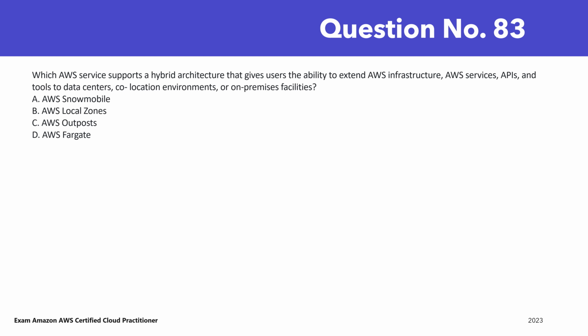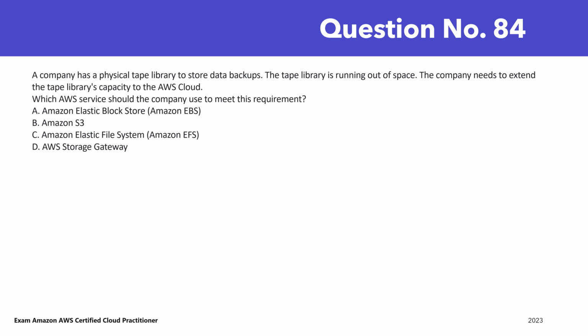Which AWS service supports a hybrid architecture that gives users the ability to extend AWS infrastructure, AWS services, APIs, and tools to data centers, colocation environments, or on-premises facilities? A. AWS Snowmobile. B. AWS Local Zones. C. AWS Outposts. D. AWS Fargate. Correct answer, C.